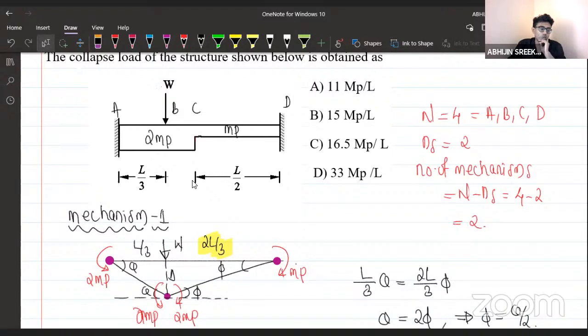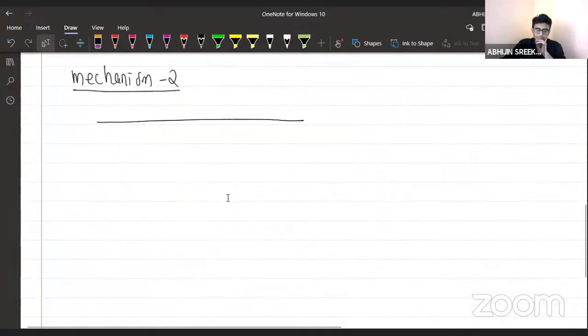Sir, how can we know 2 MP or MP at geometry change? Yes, I'll come to that. You can just listen to this now. Okay, VK. So here, see, the hinge is formed on this span AC. In that case, it will be 2 MP only. Why? Because here it is 2 MP only. I think this is clear, right, VK? Please respond, VK. I think it's clear, right?